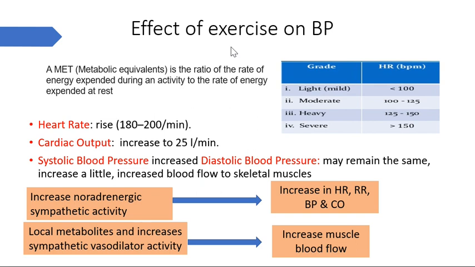So in the effect of exercise, what we'll discuss is what the changes of exercise are. First of all, there will be a heart rate change. There will be an increase in heart rate. It can rise to 180 to 200 beats per minute. Cardiac output can increase to 25 liters per minute; normal is 5 liters. Systolic blood pressure increases and diastolic blood pressure may remain the same or increase a little, and the major change is increased blood flow to skeletal muscles. So these are very brief changes of muscle exercise.